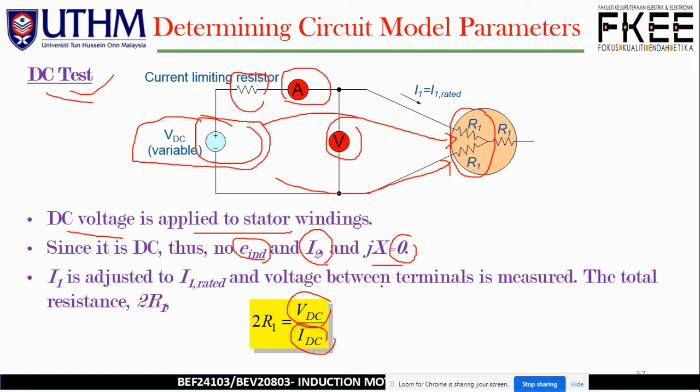And then the voltage between the terminals is measured over here at these two points. So the total resistance is R1 over here, the first R1, and then the second R1. So R1 plus R1, we have 2 R1. This is equal to the measured VDC divided by IDC. And from there, you are able to calculate or obtain the value of R1.